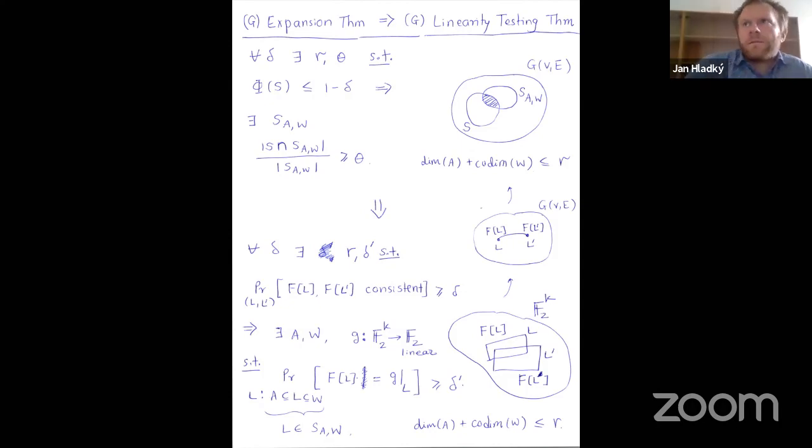So what I hope to now show you is this quick proof that the expansion theorem implies the linearity testing theorem. And just to quickly recall, this was the expansion theorem: for any set whose expansion is at most 1 minus delta, it has a constant density theta inside some special set called S sub AW.